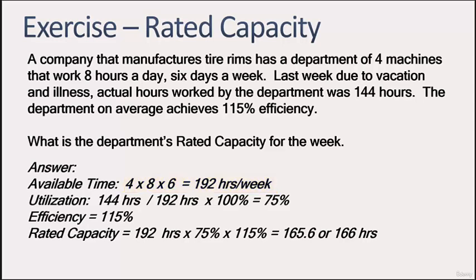Next, we're told the department only worked 144 hours. With this information, we can calculate the utilization as 144 divided by 192 times 100% equals 75%. Now we have all the parts to calculate rated capacity. The calculation is 192 times 75% for the utilization times 115% for the efficiency equals, rounded up, 166 hours.